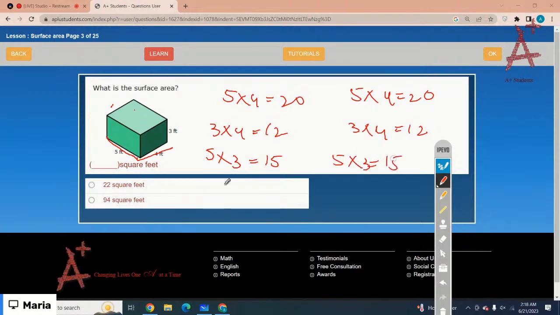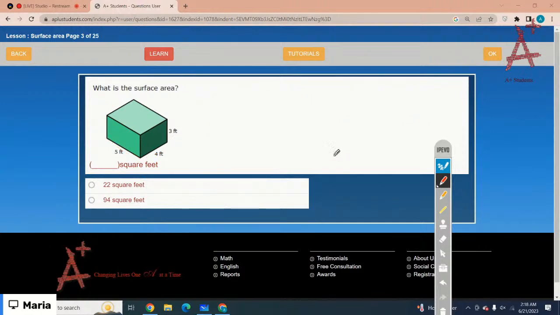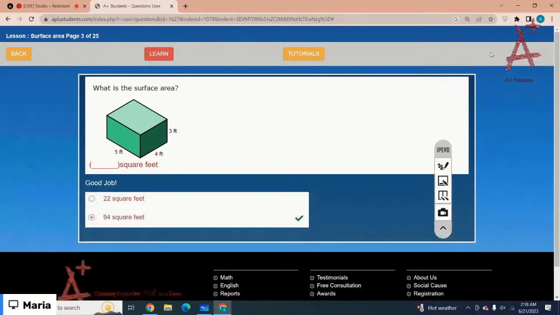So you have to calculate the surface area. You have to add all the areas of all the faces. 20 plus... So that equals 94 square feet. So the correct option is 94 square feet.